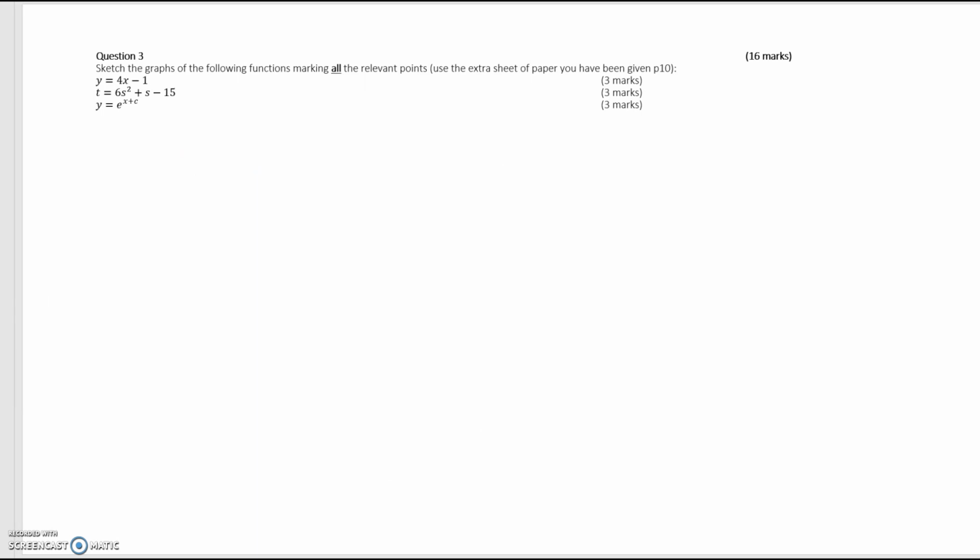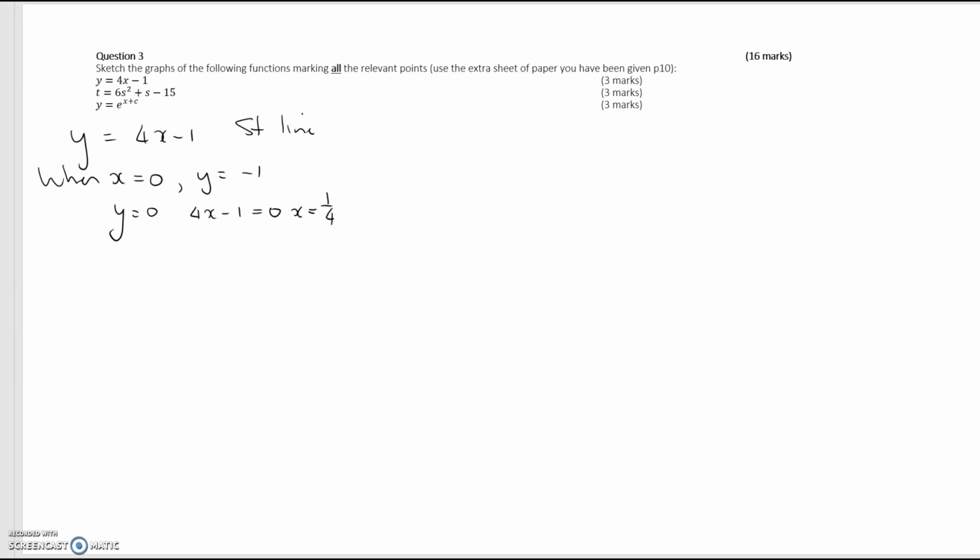Question 3 requires you to recognize the shapes. First one, y equals 4x minus 1 is a straight line. For any graph, you need to find when x equals 0 and when y equals 0. So when x equals 0, y equals -1. When y equals 0, 4x minus 1 equals 0, so x equals a quarter.